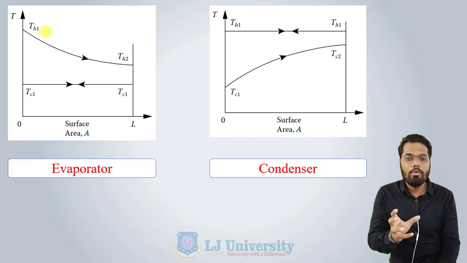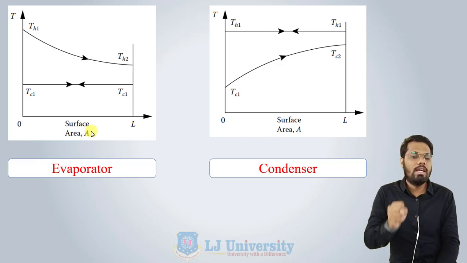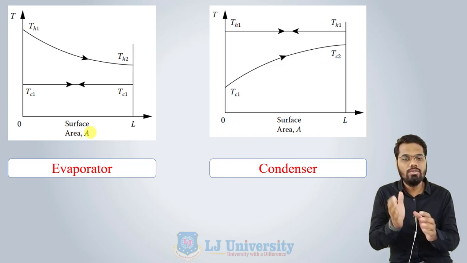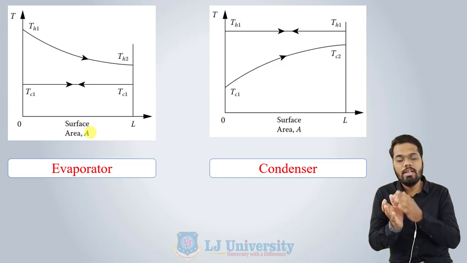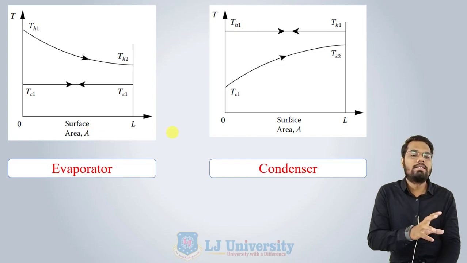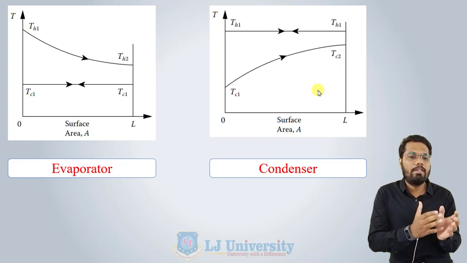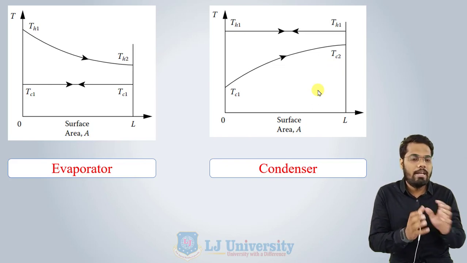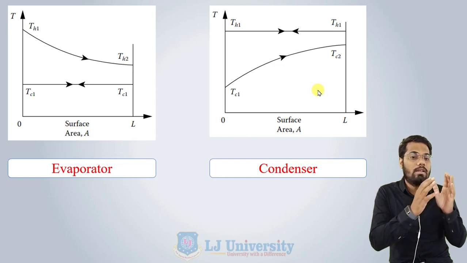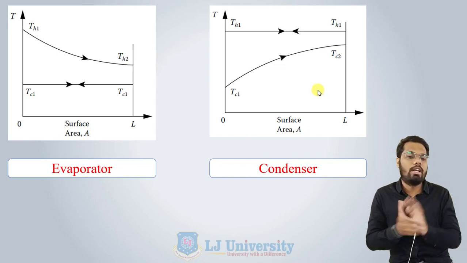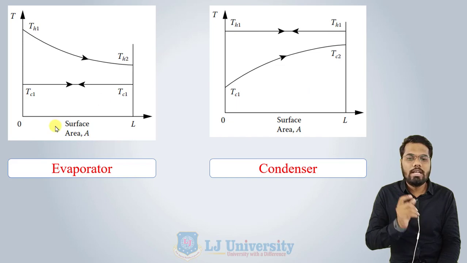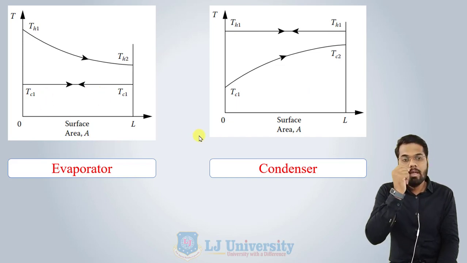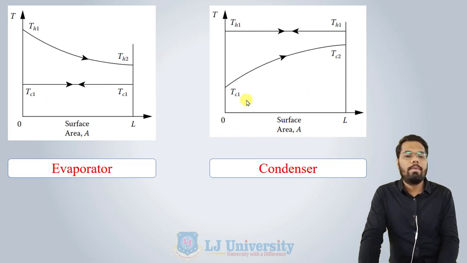So in the evaporator, the refrigerant takes heat from the environment. That heat is known as the latent heat for the refrigerant, and it uses that heat to convert itself from liquid to vapor refrigerant. In the condenser, that high temperature vapor refrigerant loses heat to the environment, gives its latent heat to the environment, and condenses, converting from vapor refrigerant to liquid refrigerant. So in the evaporator the temperature of the cold fluid remains the same, and in the condenser the temperature of the hot fluid remains the same. Okay.